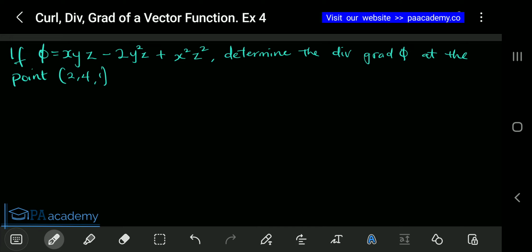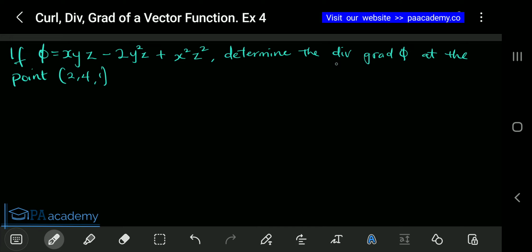In this video, we are going to be looking at this example, and it looks a little different from the ones we have been looking at in the past. The question says, if phi, which is actually the function, is equal to xyz minus 2y squared z plus x squared z squared, we are asked to determine the div grad phi at point (2, 4, 1).